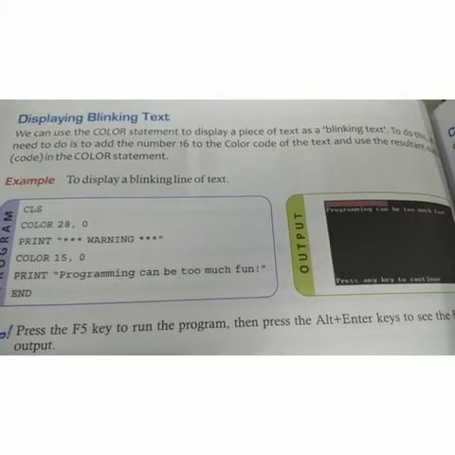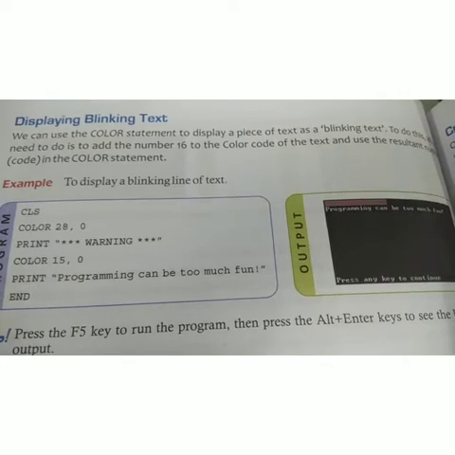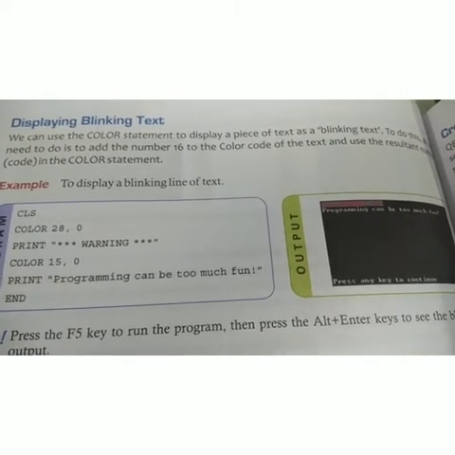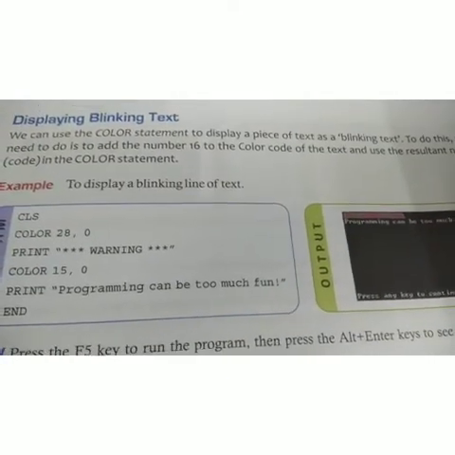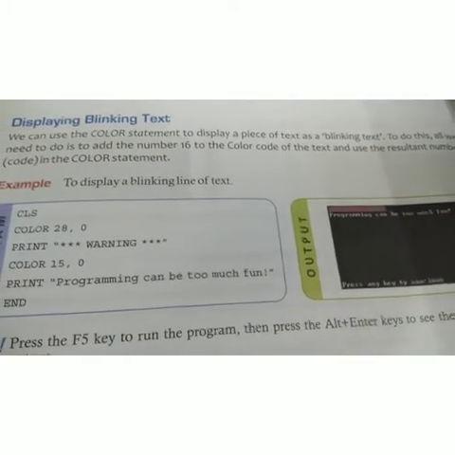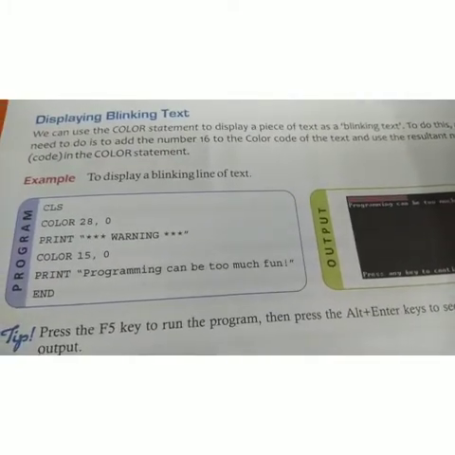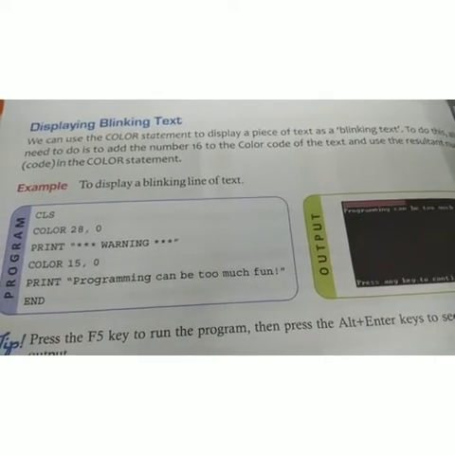Okay, students. Class 7, today's topic is displaying blinking text. We can use the COLOR statement to display a piece of text as blinking text. To do this, all we need to do is add the number 16 to the color code of the text and use the resultant number in the COLOR statement. So student, let's start the example to display a blinking line of text.